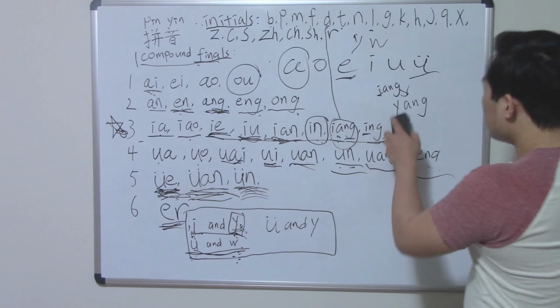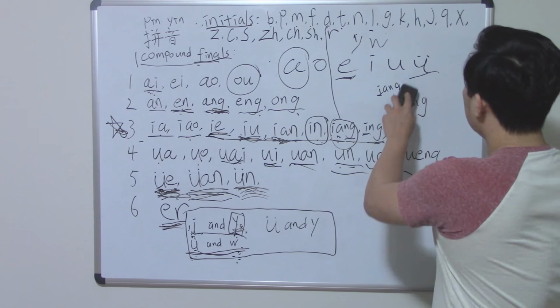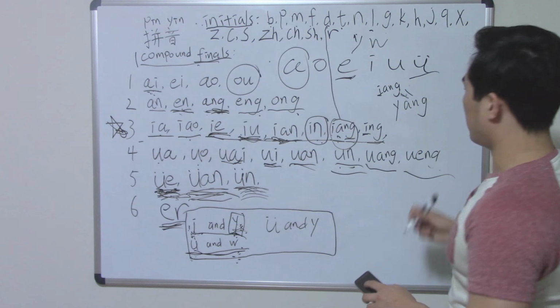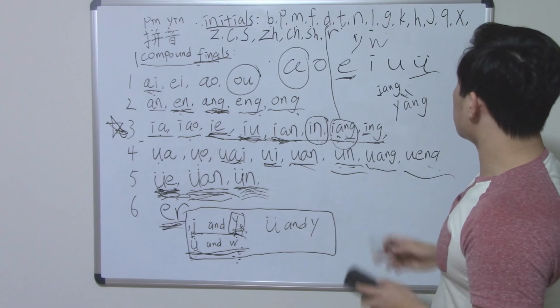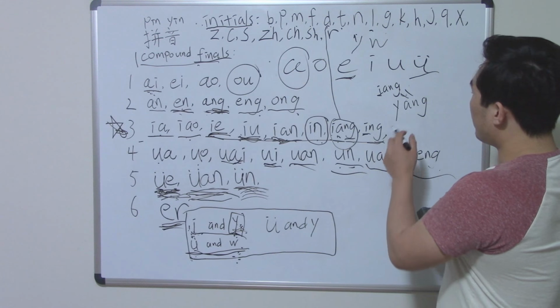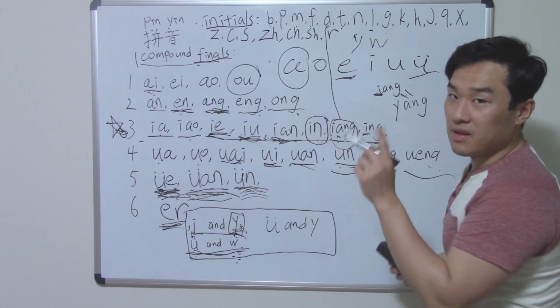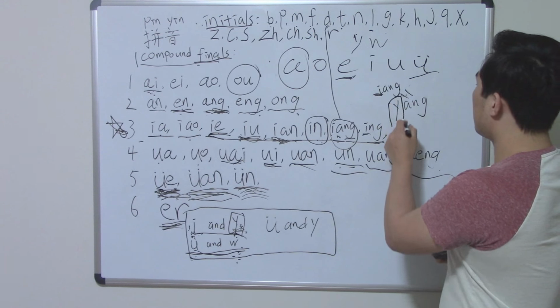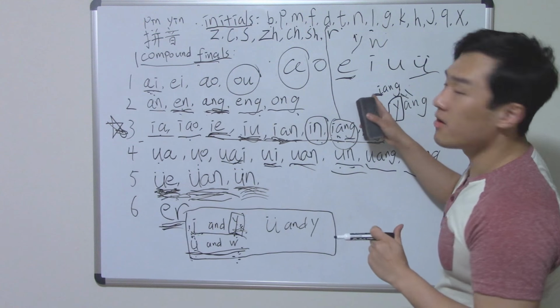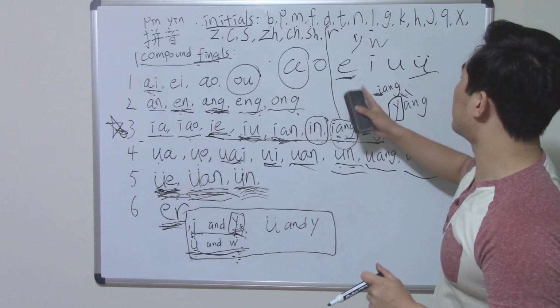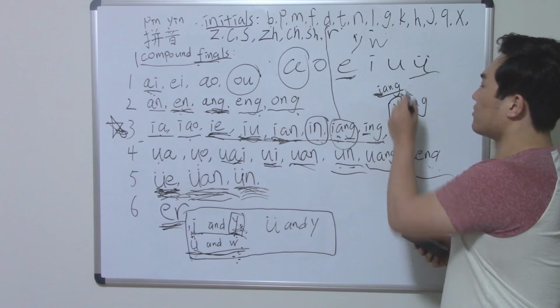And these two are equal to each other, excuse me. The only difference is whenever this I is in the very beginning, it has to become a Y. But whenever there's an initial in front, if there's an initial, and then just I, A, and G.